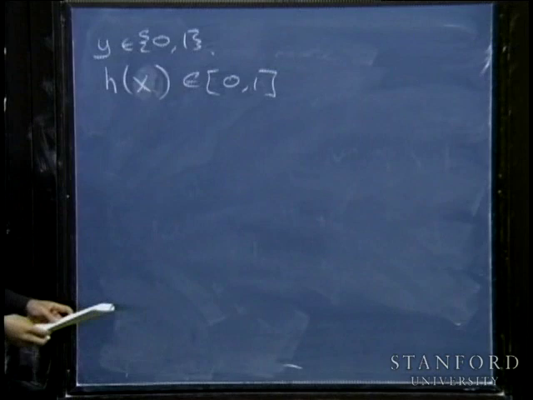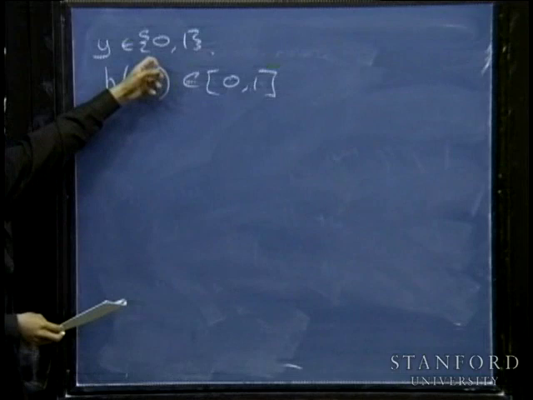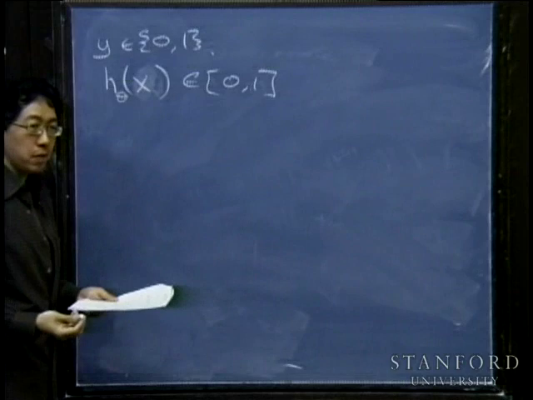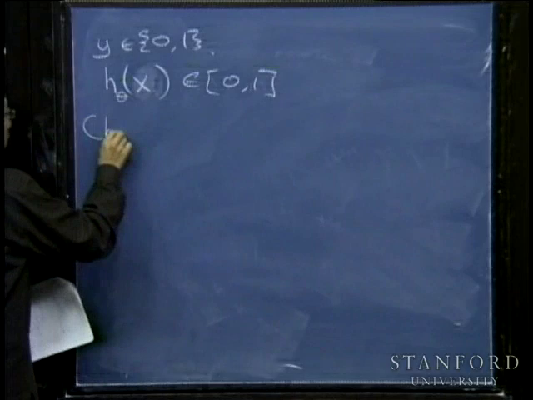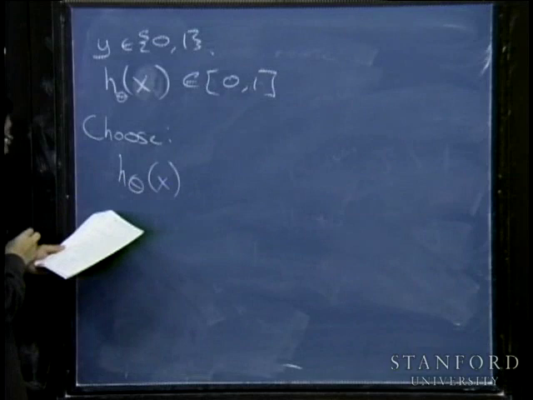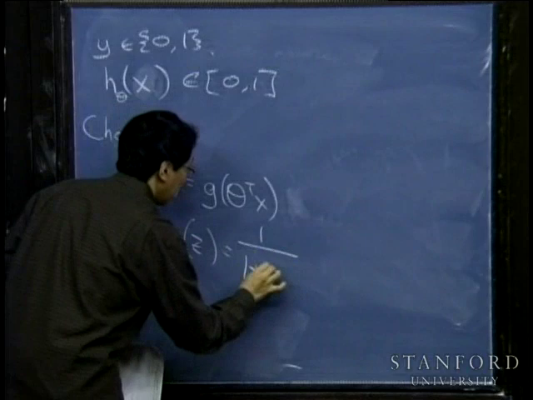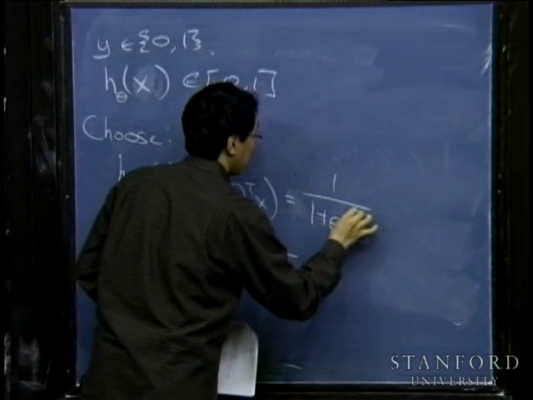So if I know y is either 0 or 1, then let's at least not have my hypothesis predict values much larger than 1 or much smaller than 0. So instead of choosing a linear function for my hypothesis, I'm going to choose something slightly different. In particular, h subscript theta of x is going to be equal to g of theta transpose x, where g is this function. So this becomes 1 over 1 plus e to the negative theta transpose x.